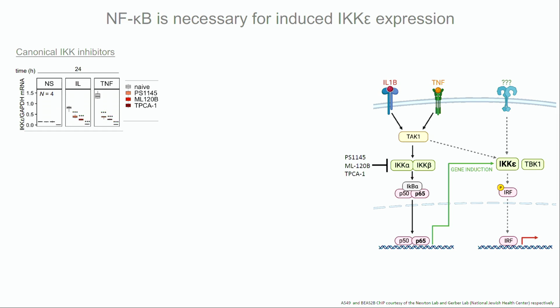So to start with, I used 3 canonical IκB kinase inhibitors, so inhibiting IKK alpha and beta over here. And they were all able to significantly reduce IKK epsilon gene expression.